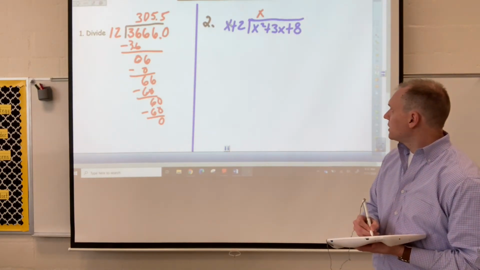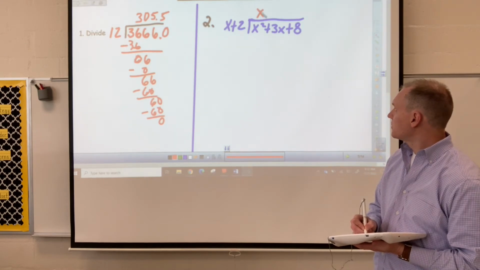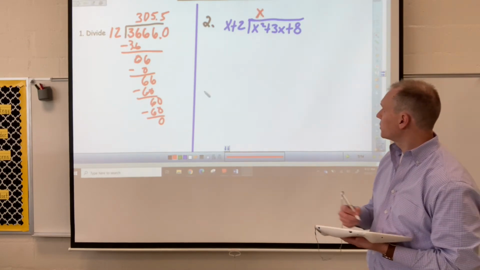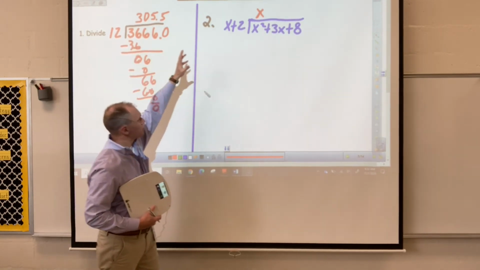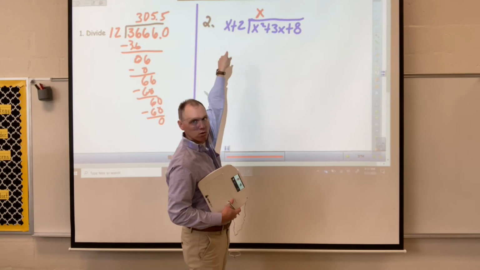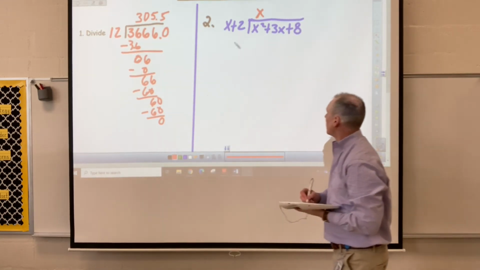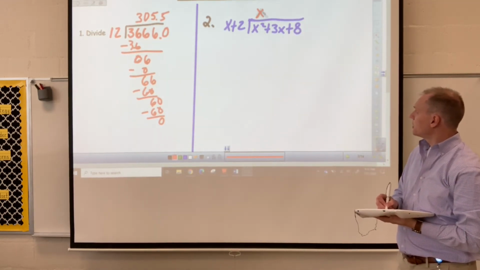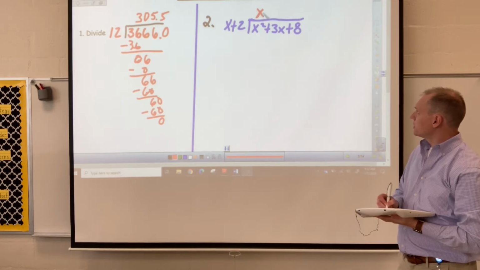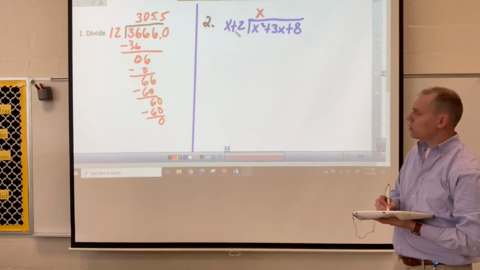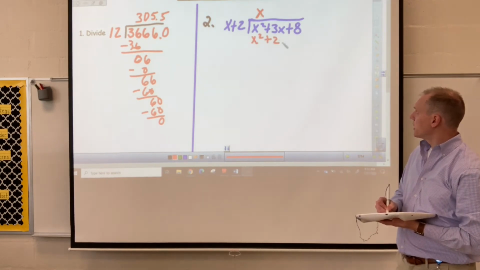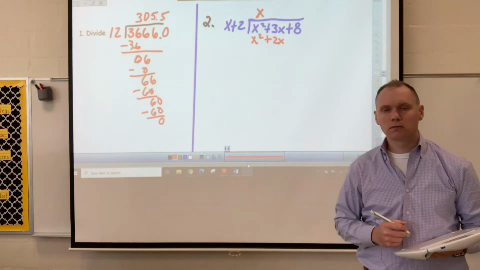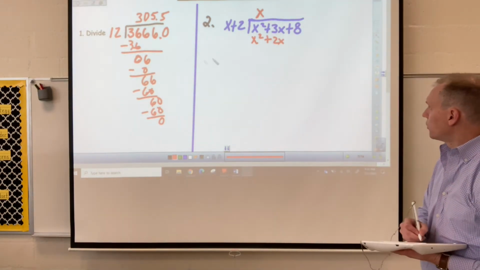While I'm only using the x to determine that, when I go back to multiply, like we did over here, 3 times 12 was the 36, right? Well, we're going to do the same thing. So when we multiply, we actually multiply the whole thing. So x times what is x squared, so we put that up here. Then we take that value, whatever it is, in this case x, and we multiply it by the whole divisor. So x times x is x squared. X times 2 is 2x.